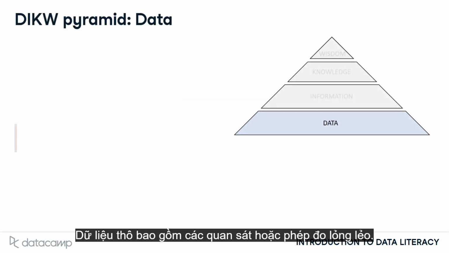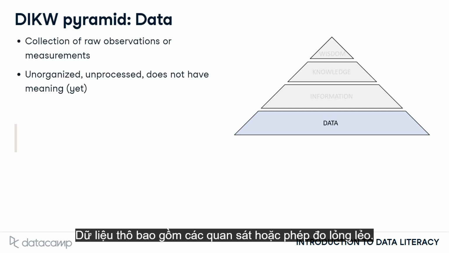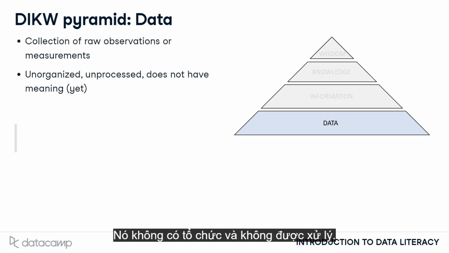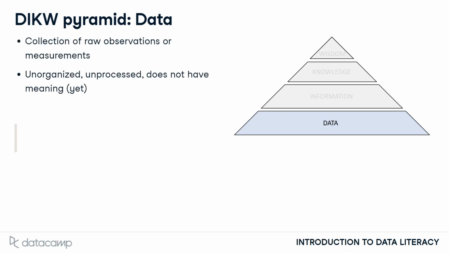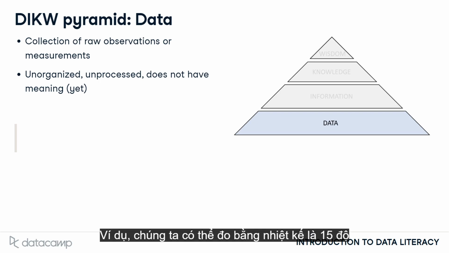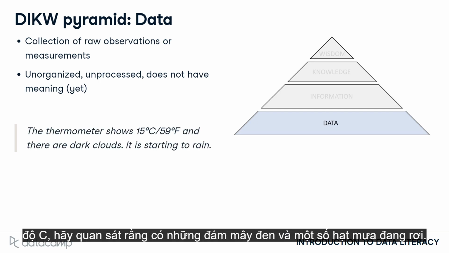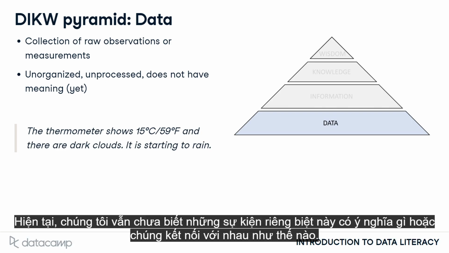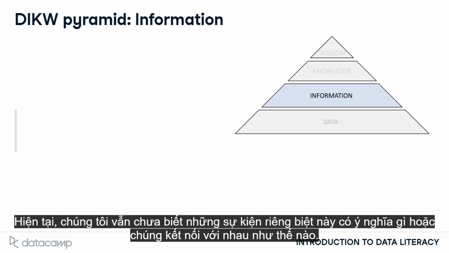Raw data consists of loose observations or measurements. It does not have meaning yet. It is unorganised and unprocessed. For example, we can measure with a thermometer that it is 15 degrees Celsius, observe that there are dark clouds, and that some raindrops are falling. Right now, we don't know what these separate facts mean yet, or how they connect with each other.